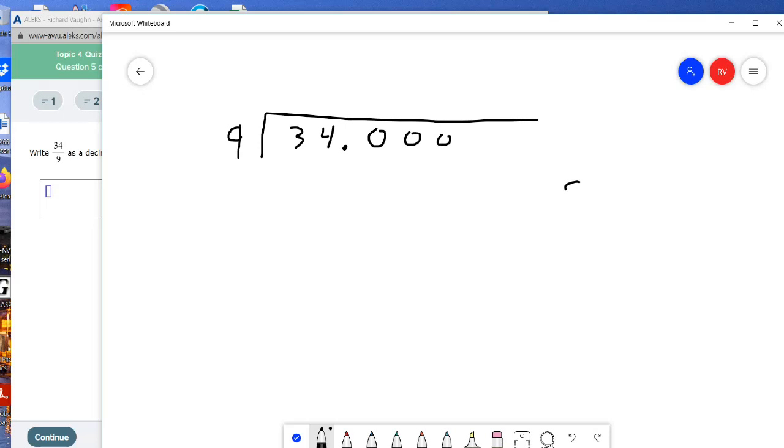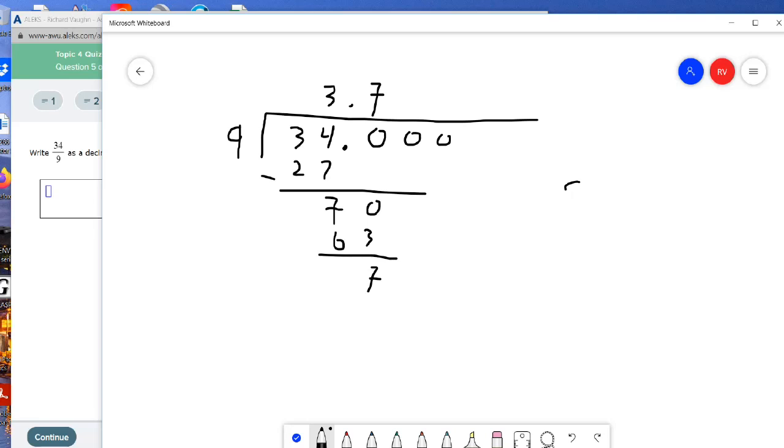So 9 goes into 34, 3 times. 3 times 9 is 27. I'm just ignoring the decimal point at this point. So subtract and get 7. Bring down the next 0. 9 goes into 70. Well, that's 7 times. 7 times 9 is 63. And now I'm going to get remainder 7.